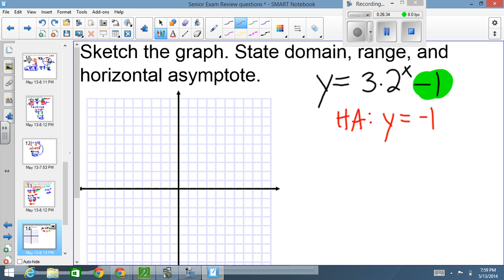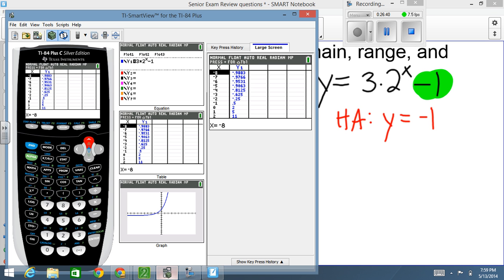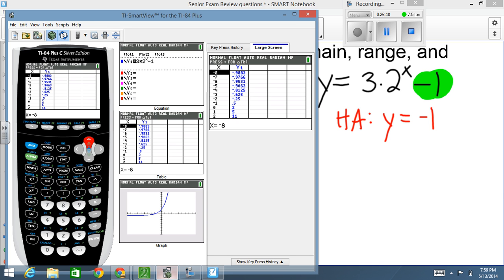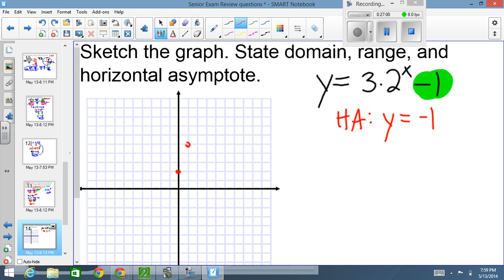You're going to want to go to your table and pick exact points off of your table. So like the point 0, 2, then 1, 5, then -1, 0.5, and -2, -0.75. From here, all these are just going to get closer and closer to -1, but not cross it.